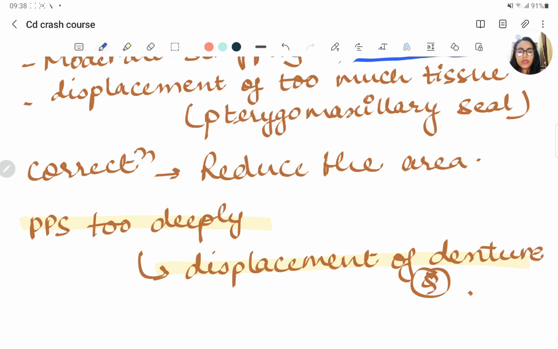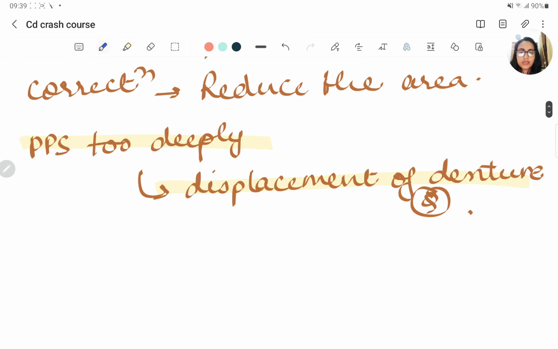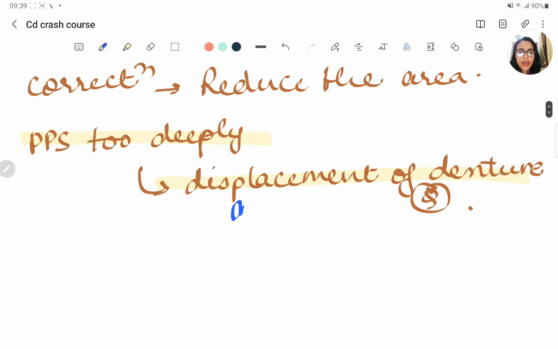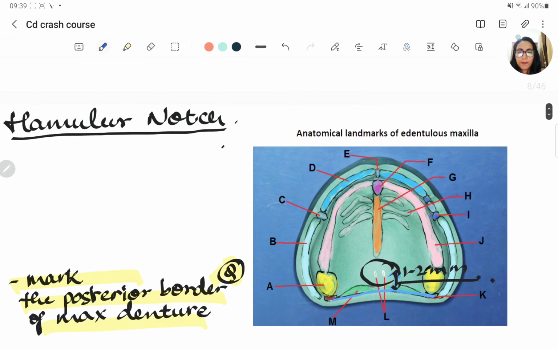PPS, if it is present too deeply, then there is displacement of the denture anteriorly. So the denture is displaced anteriorly if PPS is too deep.